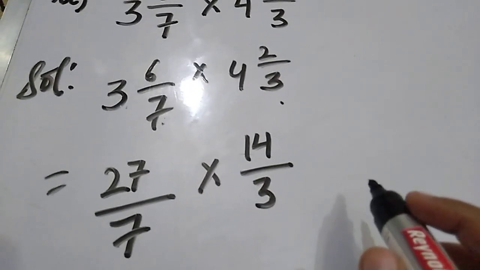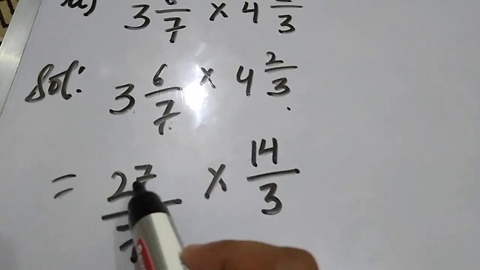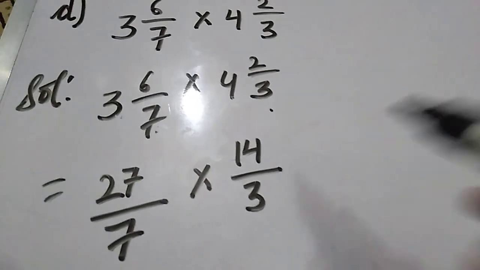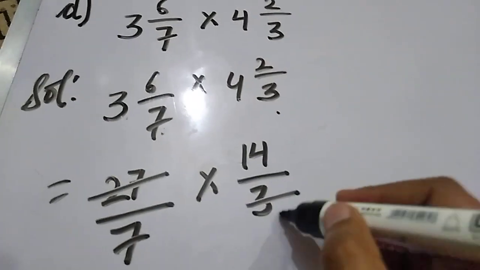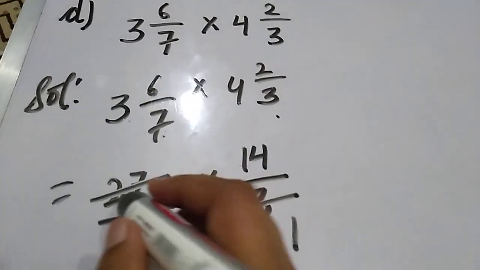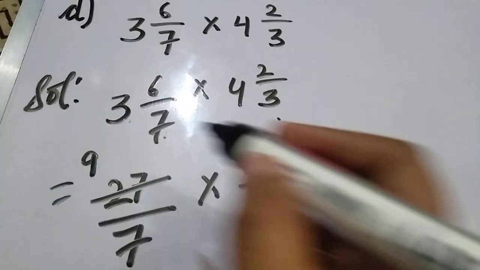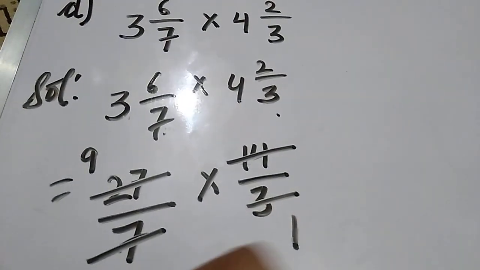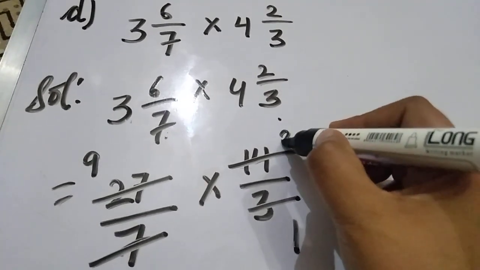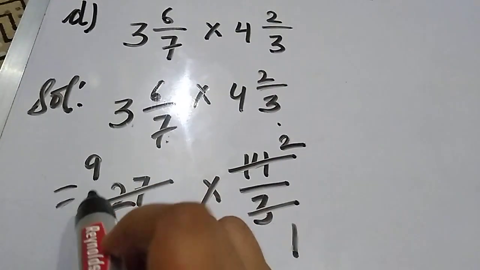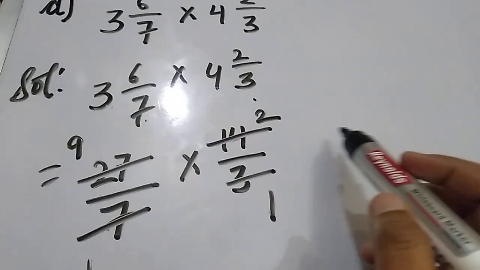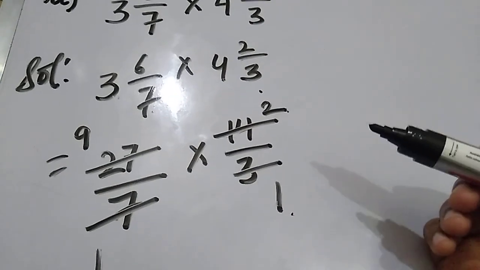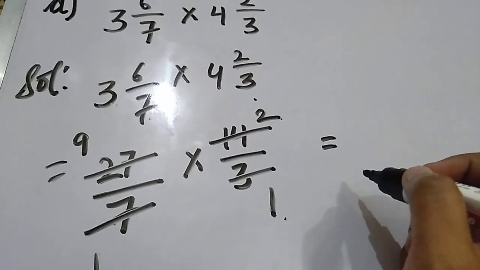Now students, you have to check one thing. First, in the numerator and denominator, is there any common factor? Yes. Here is 3. In the table of 3, 3 goes 1, and 27 goes 9. Here 7 and 14, both can be divided. In the table of 7, 7 goes 1 and 14 goes 2, and you have to check it again. 9 and 1, there is no common factor. 2 and 1, there is no common factor except 1.